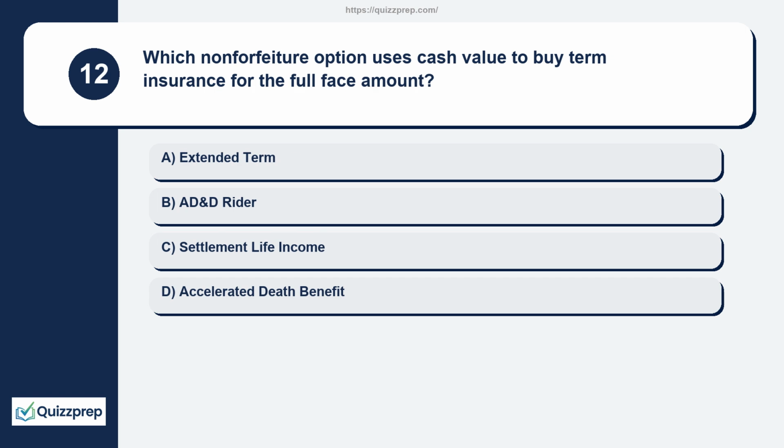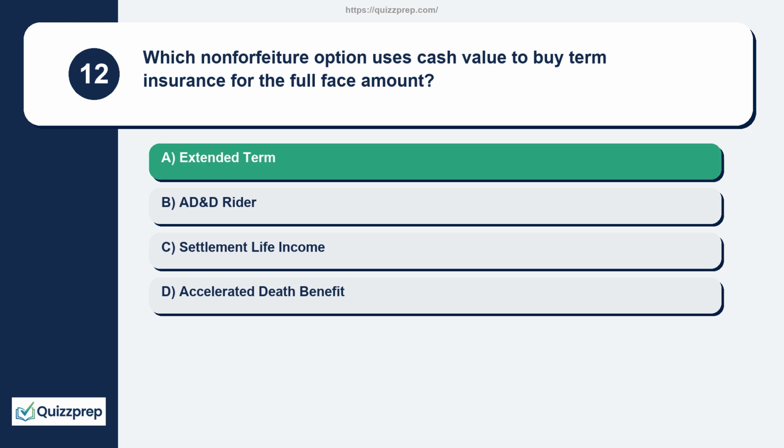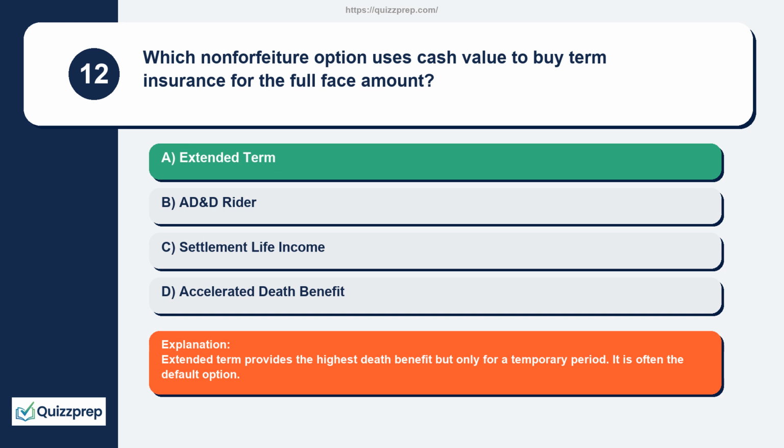Question 12. Which non-forfeiture option uses cash value to buy term insurance for the full face amount? Extended term, add-ND rider, settlement life income, accelerated death benefit. Extended term provides the highest death benefit but only for a temporary period. It is often the default option.